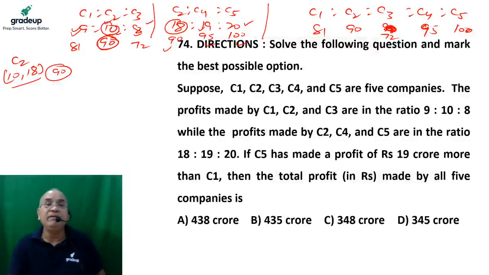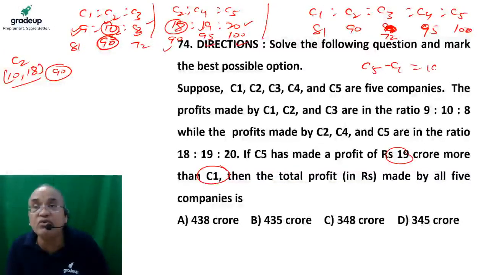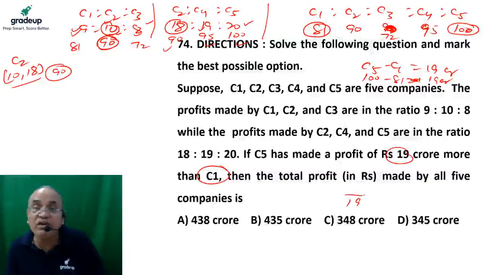So what we did, we have made the value which is common in both the ratios the same by taking the LCM, and the rest is there. And it is given that C5 has made a profit 19 crore more than C1, it means C5 minus C1 is equal to 19 crore. So C5 is represented by ratio 100 and C1 is represented by ratio 81. So 100 ratio minus 81 ratio is equal to 19 ratio is equal to 19 crore. So if 19 ratio is equal to 19 crore, it means every 1 ratio is equal to 1 crore.